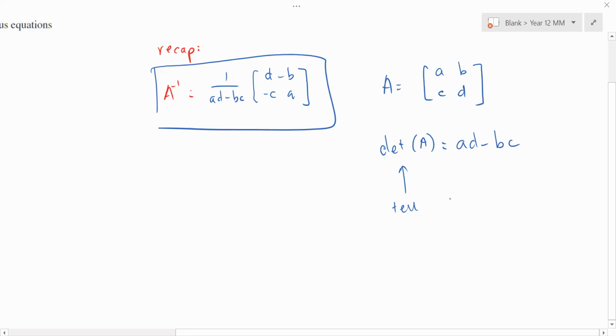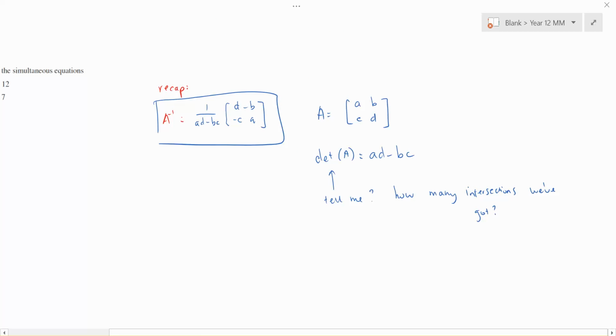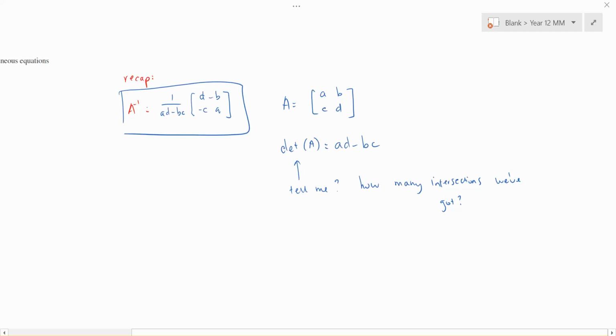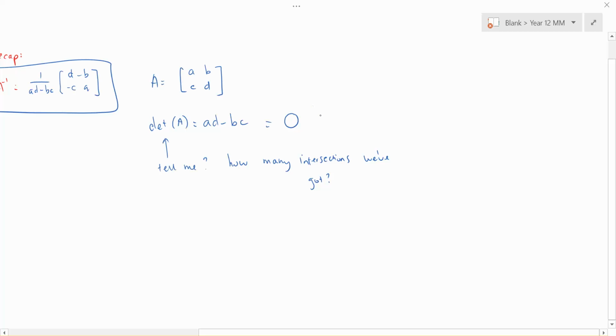What does the determinant tell me? What does it tell me, Jack? How many intersections or solutions we've got? How do we know? So yes, it does tell you whether you're going to get any intersections or not, but what do you look for? What do you look for, Naz? Determinant of A. So we said it's going to tell us the number of intersections. So how does it tell us the number of intersections? What's the thing we're looking for? Whether it equals 0 or not. So whether the determinant of A equals 0 or not.